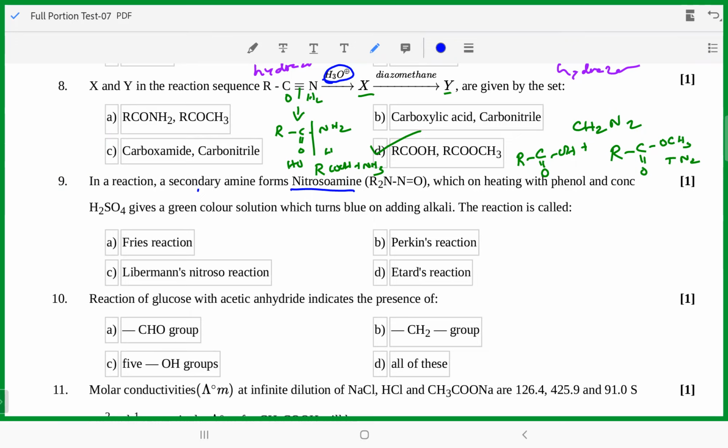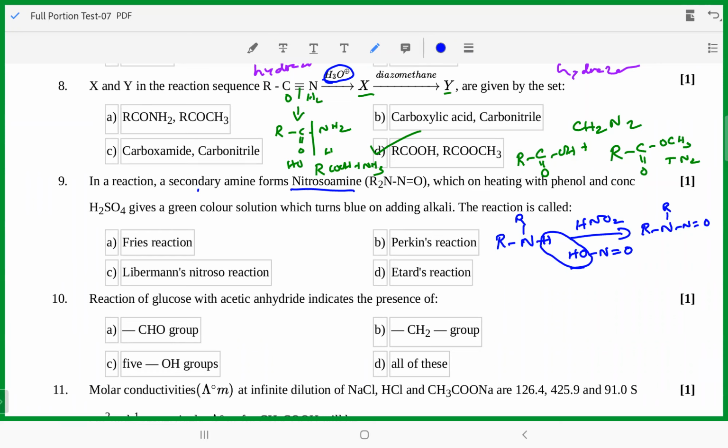The secondary amine reacts with HNO2. So you have R2NH. If you react with HNO2, it becomes R2N–N=O. So in a secondary amine, it will give R2N-N=O, that is N-nitroso dialkyl amine.